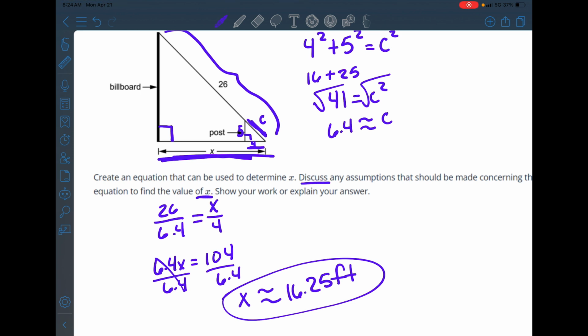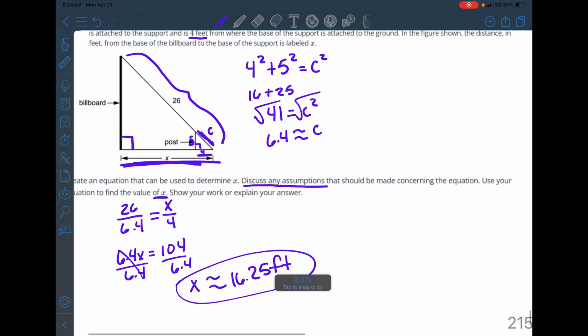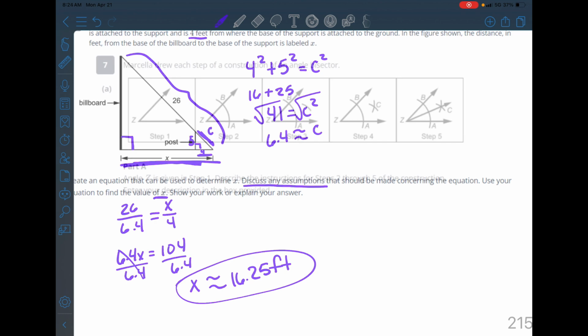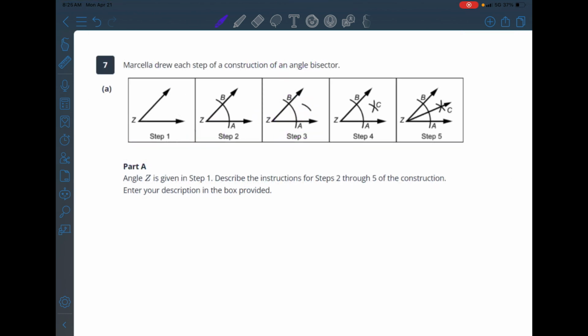So here's what this is, because we found our x. It says discuss any assumptions, so we discuss that we assume this is a right triangle. We also discussed this one in class, but let's go back over it. So it says Marcella drew each step of a construction of an angle bisector. Even if you don't know how to construct an angle bisector, it's given you the steps. It says angle Z is given in step 1. Describe the instructions for step 2 through 5 of the construction. Enter your description in the box provided. So this would be one you type out.